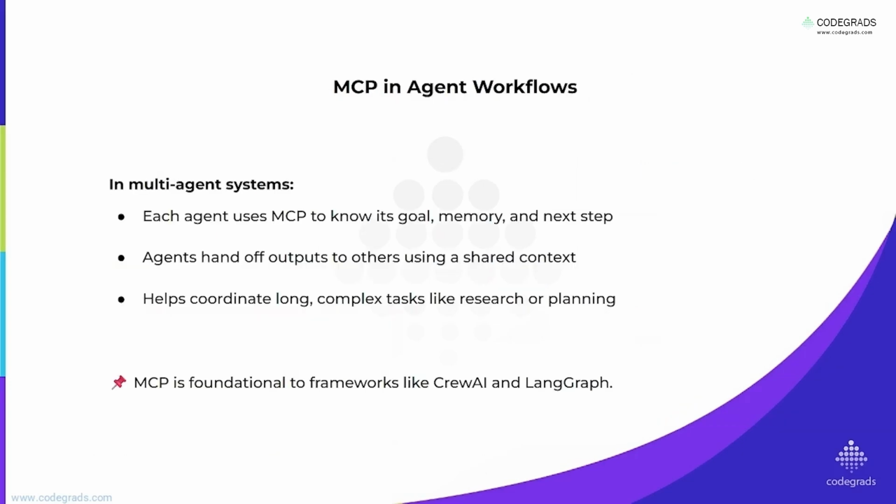Moving on, now the MCP in agent workflows. In a multi-agent system, each agent uses MCP to know its goal, memory, and next step. Agents hand off output to others using a shared context, and it helps coordinate long, complex tasks like research or planning. In agent-based systems like LangGraph or CrewAI, MCP helps by storing intermediate thoughts.